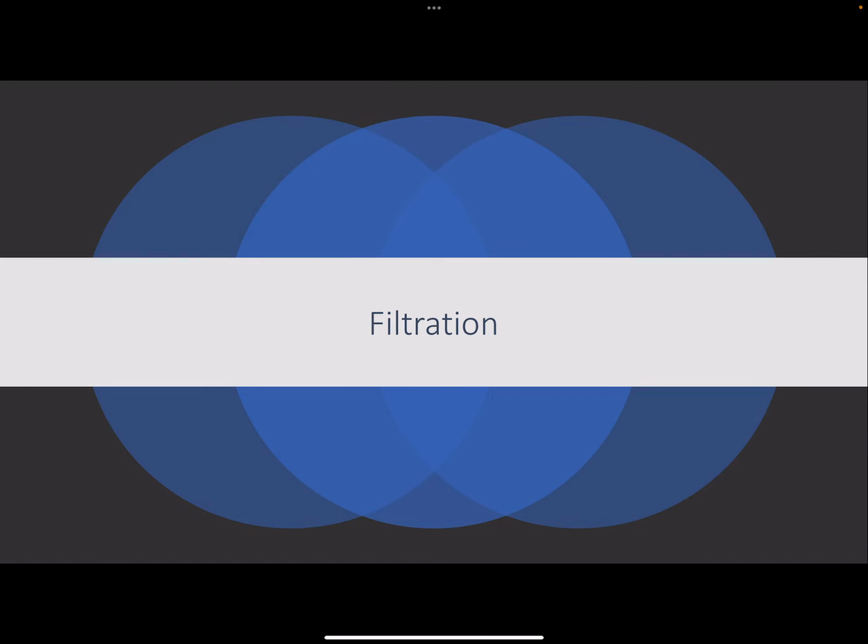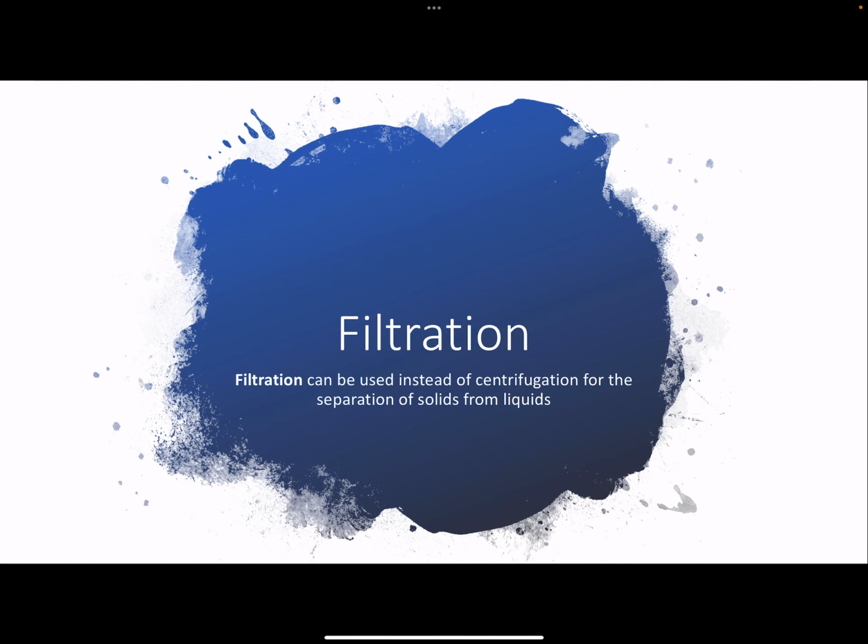Next is filtration. Filtration is another method of separation that we use in place of centrifugation when we have mechanically sensitive particles. Okay? Because centrifugation actually exerts a lot of mechanical stress on our samples. So when we have samples that are sensitive to mechanical stress, filtration is what we use.